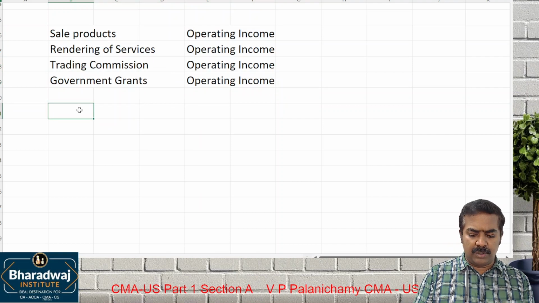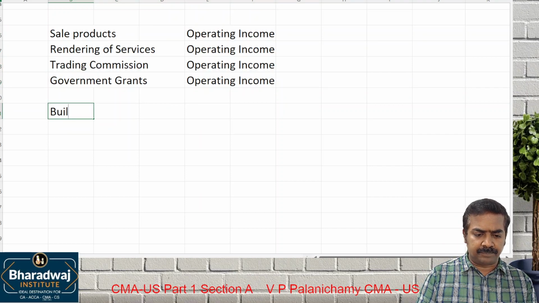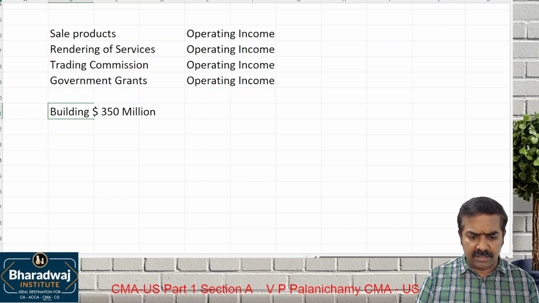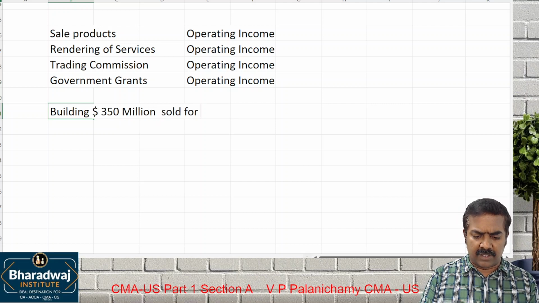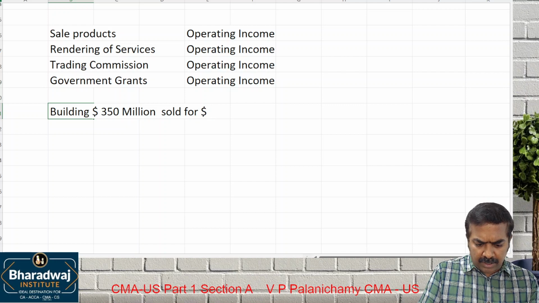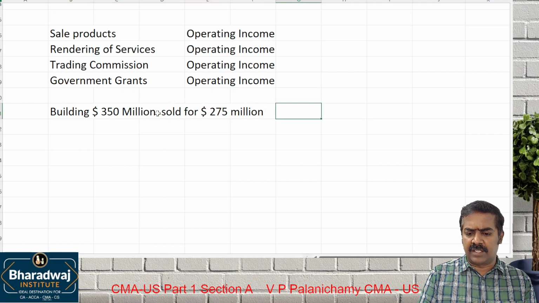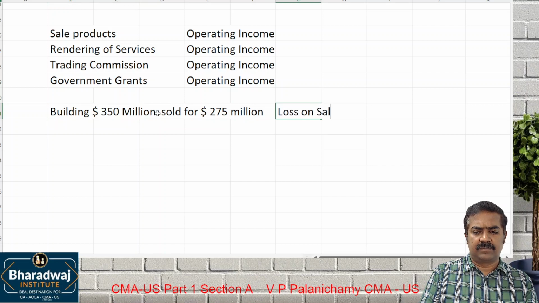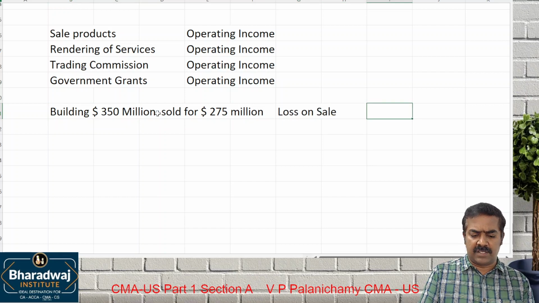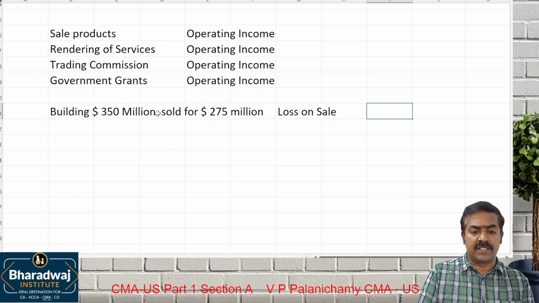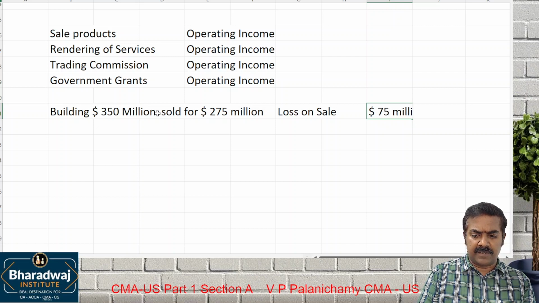Let's assume during the year I had a building worth $350 million. This was recorded in books at $350 million. It was sold for $275 million. Here there is a loss on sale. What is the loss on sale? $75 million. This is one case.